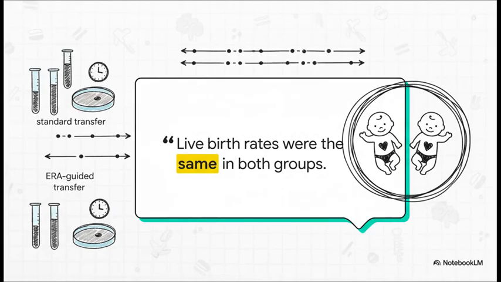It was published in the Journal of the American Medical Association, a really big deal. They took almost 800 women and randomly put them into two groups. One got a standard transfer, the other got an ERA-guided transfer. And the result? It was completely unambiguous. As the study says, live birth rates were the same in both groups.